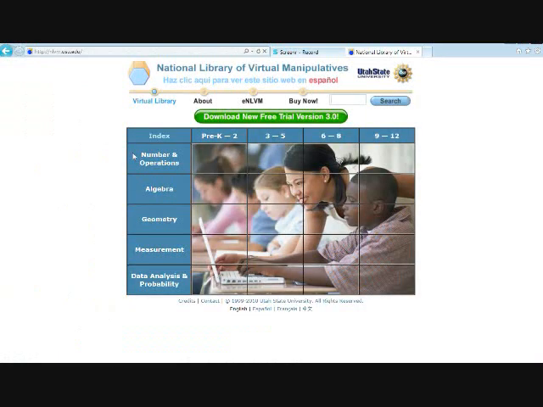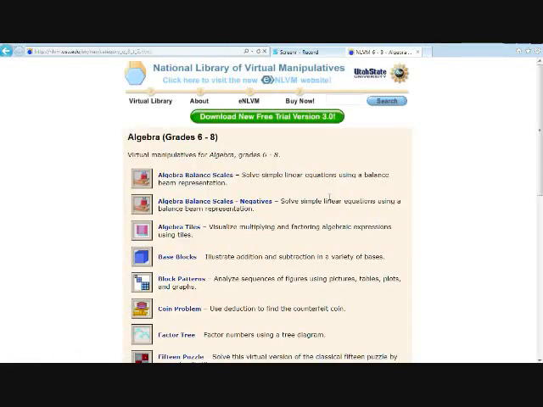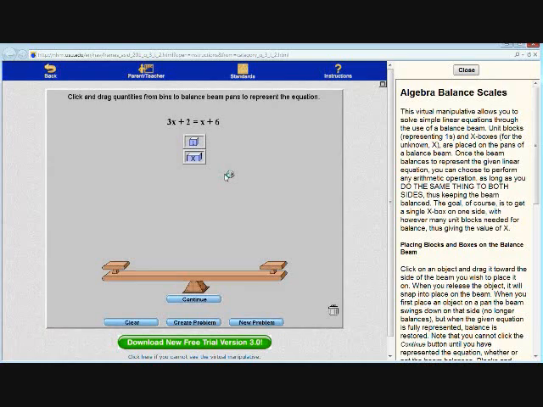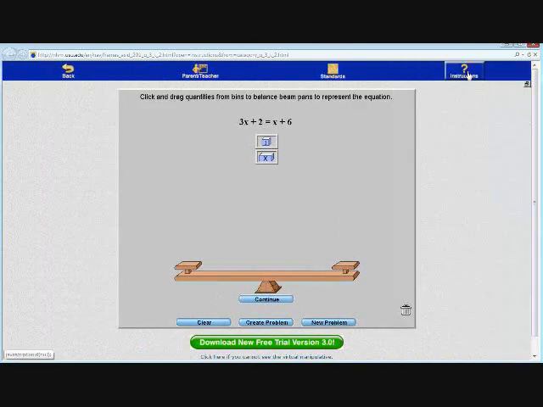Once you get to the site, you're going to click in the box that is for grades 6 through 8 and for algebra. After you do that, you will see a list of virtual manipulatives. Click on the first game called Algebra Balanced Scales. This is an interactive virtual manipulative that allows you to solve simple linear equations through the use of a balance beam. Go ahead and click the close button.